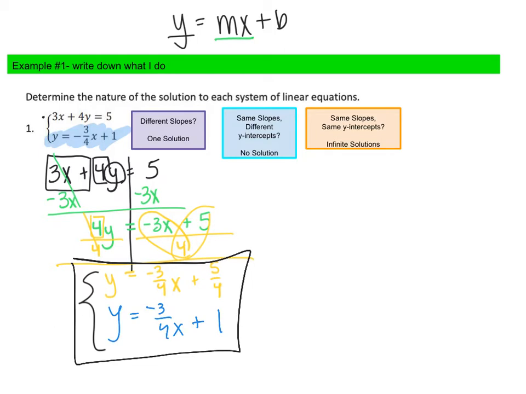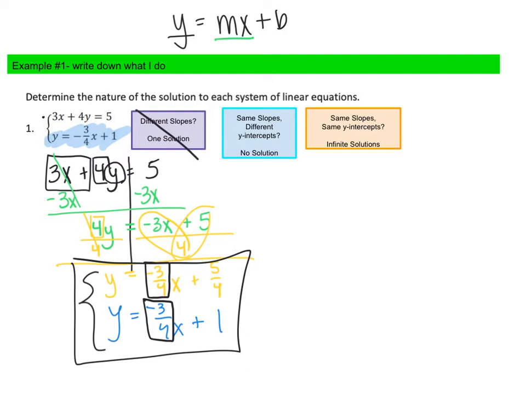Is it going to have one solution? Are these lines going to cross? No solution? Are they going to be parallel? Or infinite solutions? Are they the same line? Well, let's look at our purple box. Do they have different slopes? So let's look at their slopes, their m's. No, they don't have different slopes, so it's not one solution.